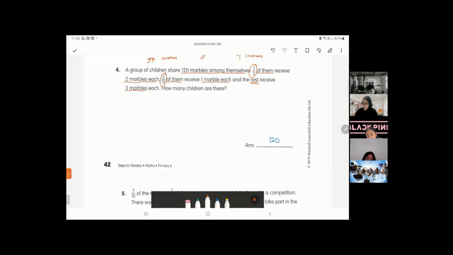Okay, so what do we do? So if you want to find out what is the rest and all those things, there's a rest there. So this is actually a remainder concept. The rest here means it's a remainder concept. Okay, let's do the fraction way.